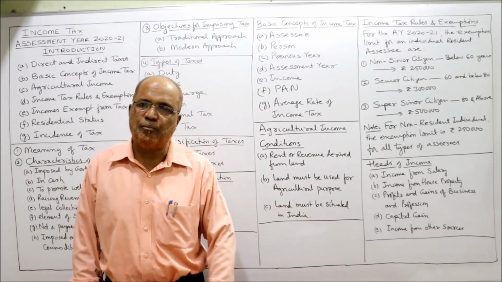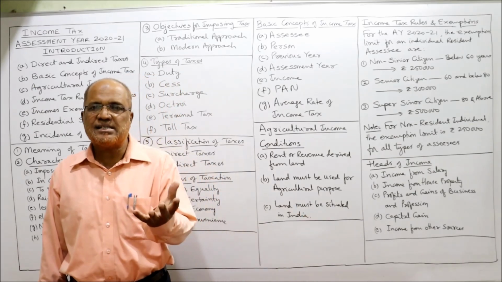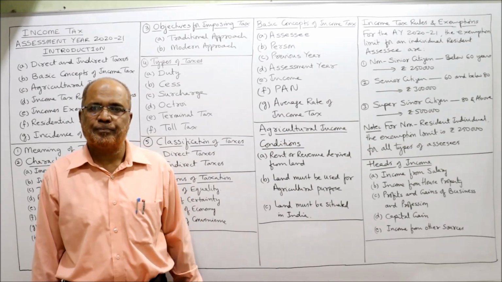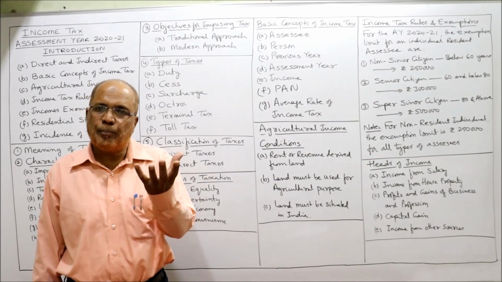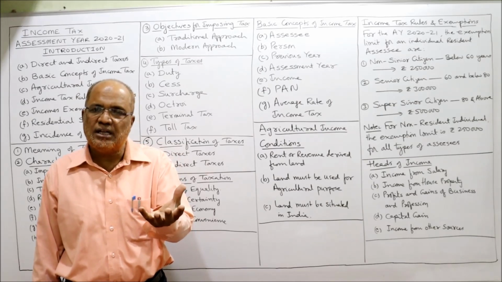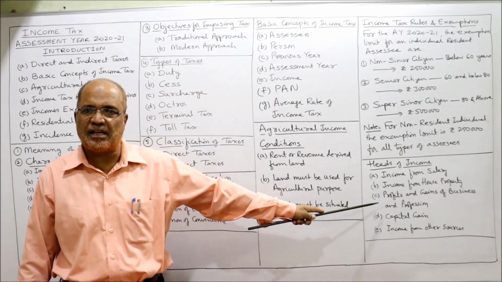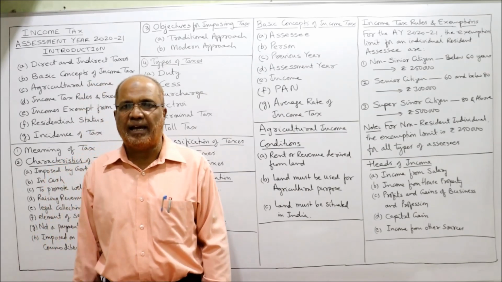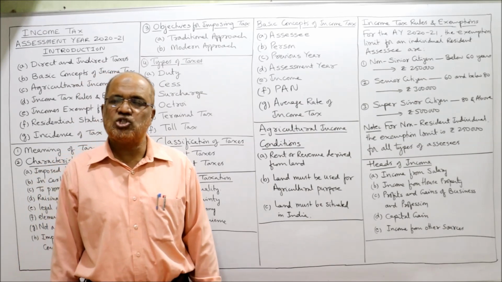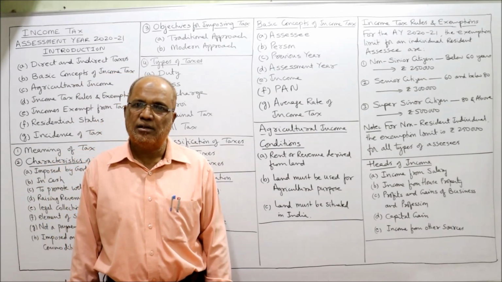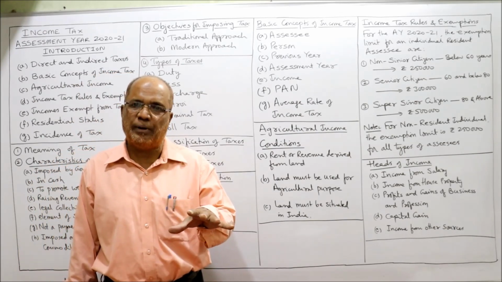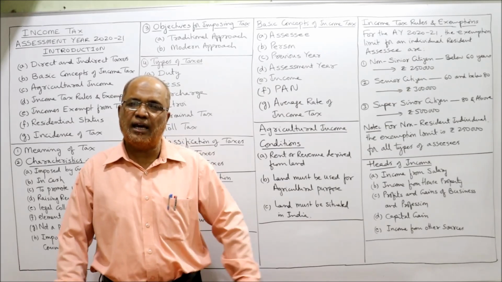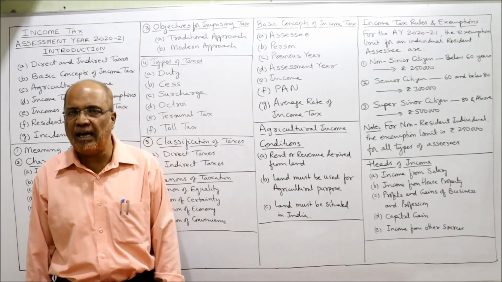Then profits and gains of business or profession. If a person is carrying on the activity of business or a profession, the profit earned from the business is taxable under profits and gains of business and profession. Some people carry on professional activity, like doctors, engineers, chartered accountants, lawyers. These are the professional people. If a person has income from a profession, again it will be taxable under profits and gains of business and profession.